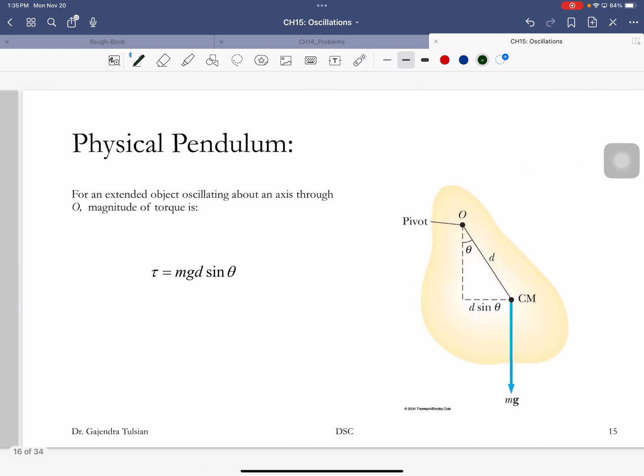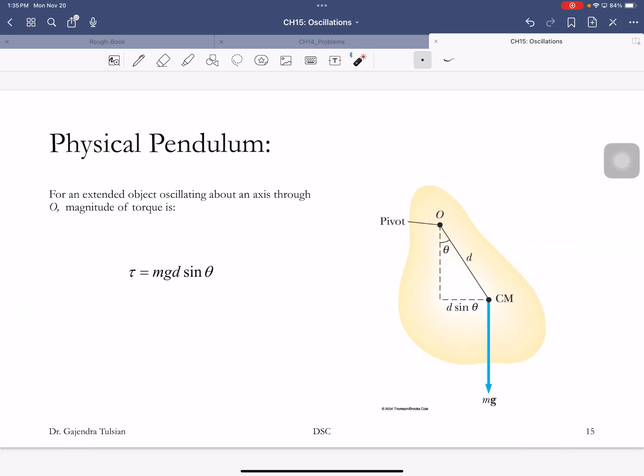And here's a very different looking system. A heavy irregular object is suspended from that point, and if you disturb it from its equilibrium position, this will oscillate like that. And again, theta as a function of time satisfies the same differential equation.